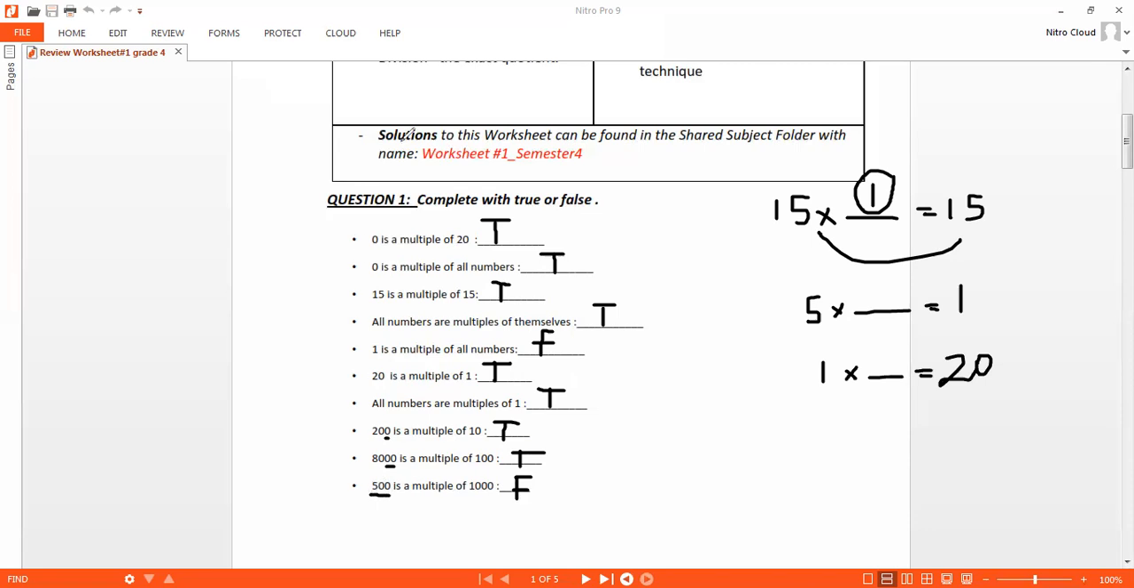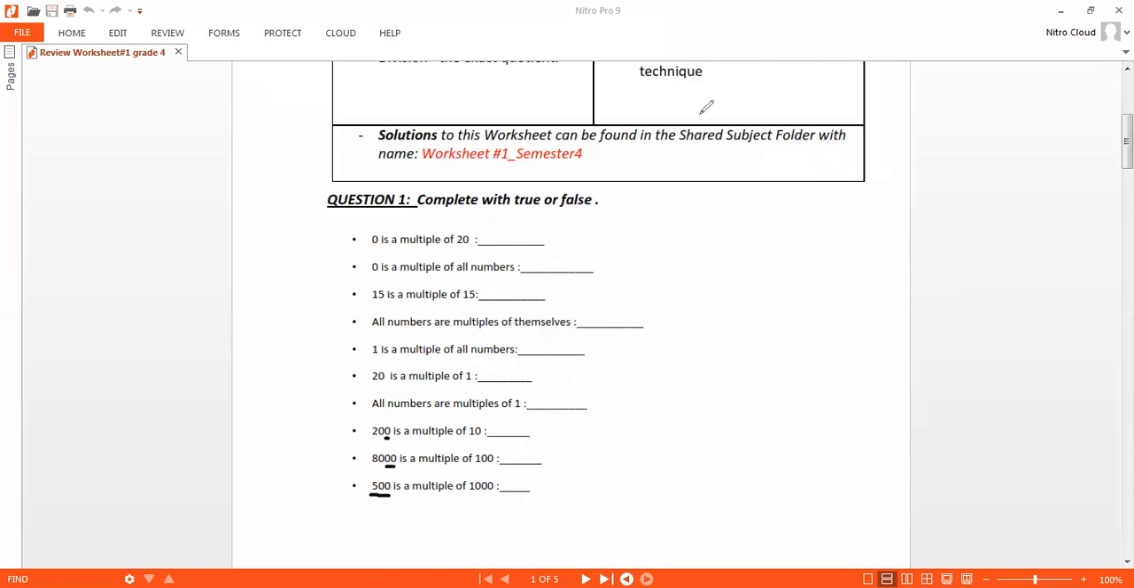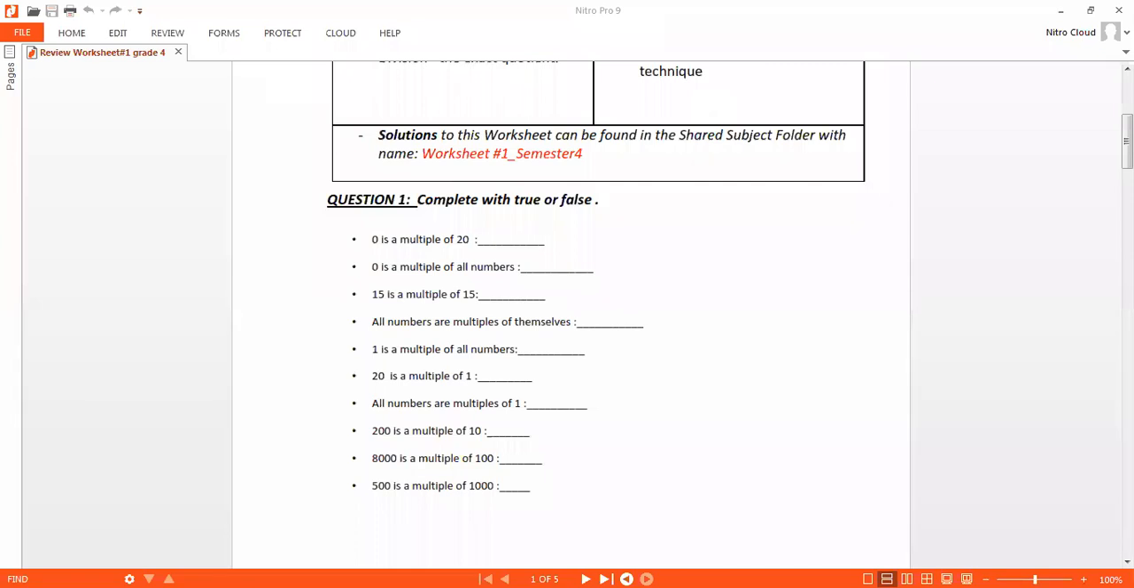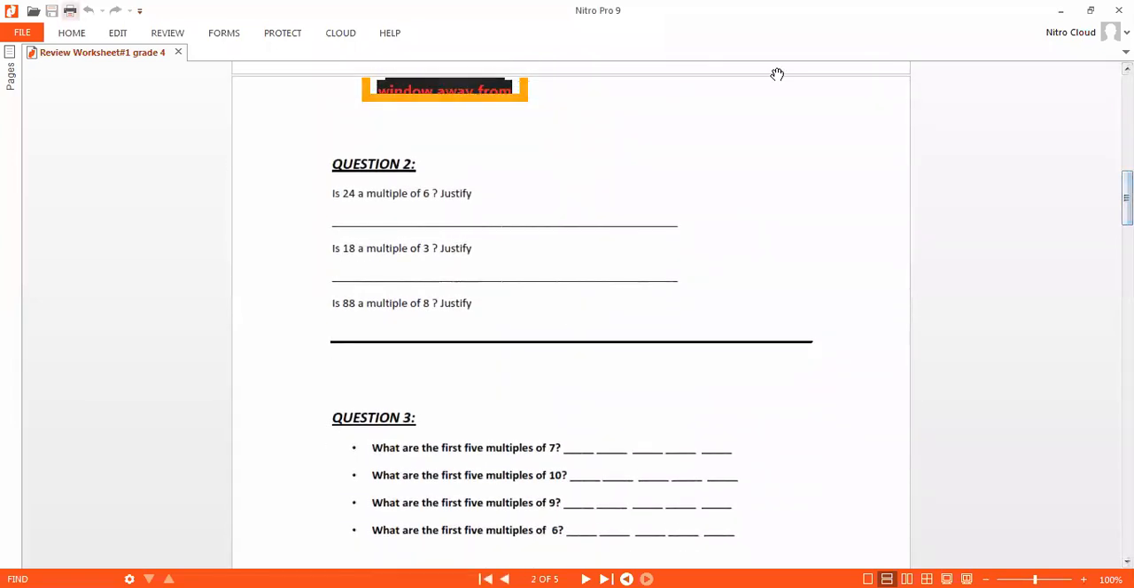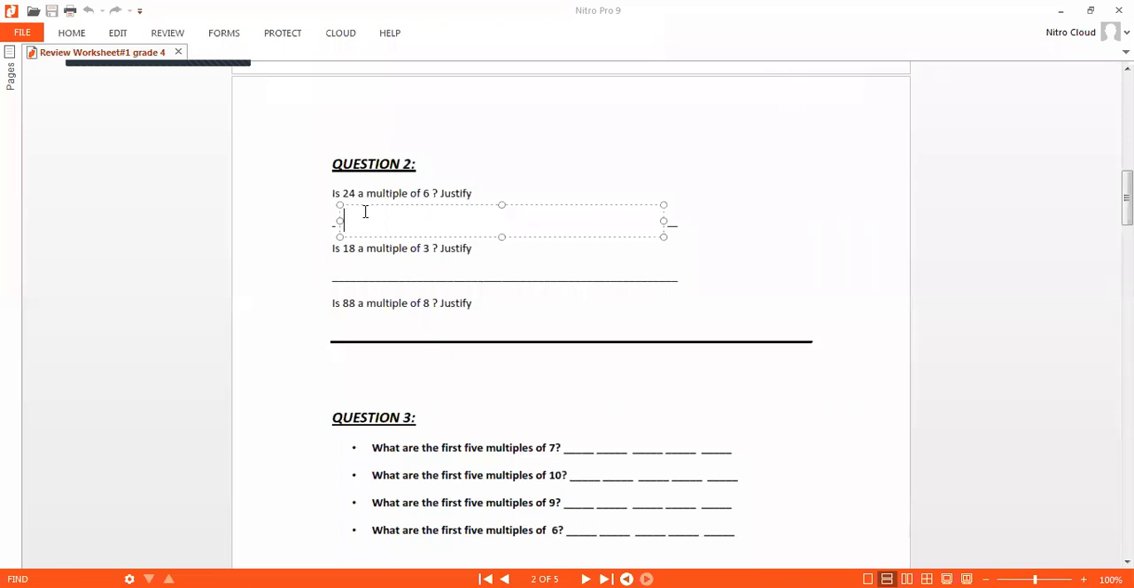Now let us go for the second exercise. In the second exercise, they are asking us, is 24 a multiple of 6? Can you think of a number you multiply the 6 by in order to get 24? 6 times 4 is 24. So yes, 24 is a multiple of 6.